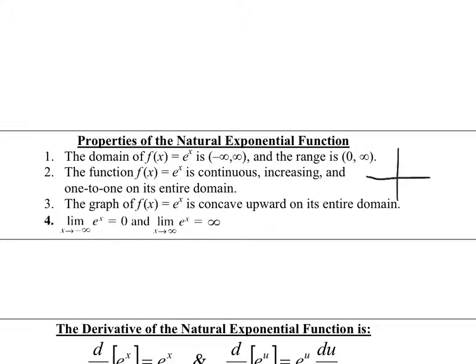Because of how it looks, we can also see it is continuous and increasing. And because it's increasing over its whole domain, it's also 1 to 1. That's what makes it have an inverse. Remember, it has to be 1 to 1.